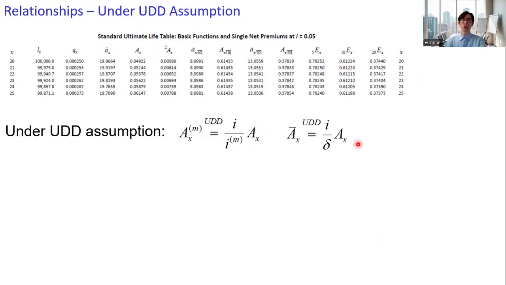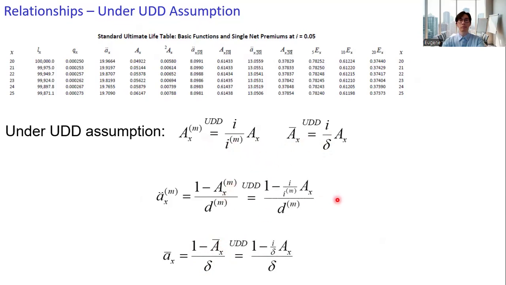Apply this relationship to annuities. We have here the monthly annuity due, using the relationship, and then the continuous annuity, and then use these two expressions to replace A_x^(m) and Ā_x, and we get the relationship under UDD.